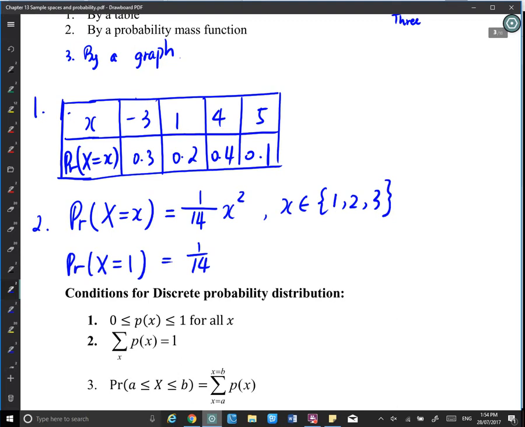I can still convert that into a table because I can list that out in a table. 1 has probability 1 on 14, 2 has probability 4 on 14, 3 has probability 9 on 14. I can still change that back to a table.